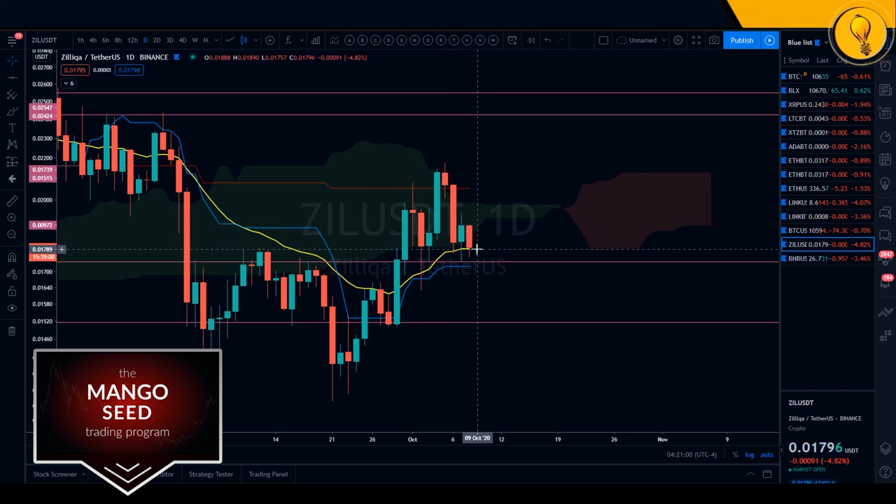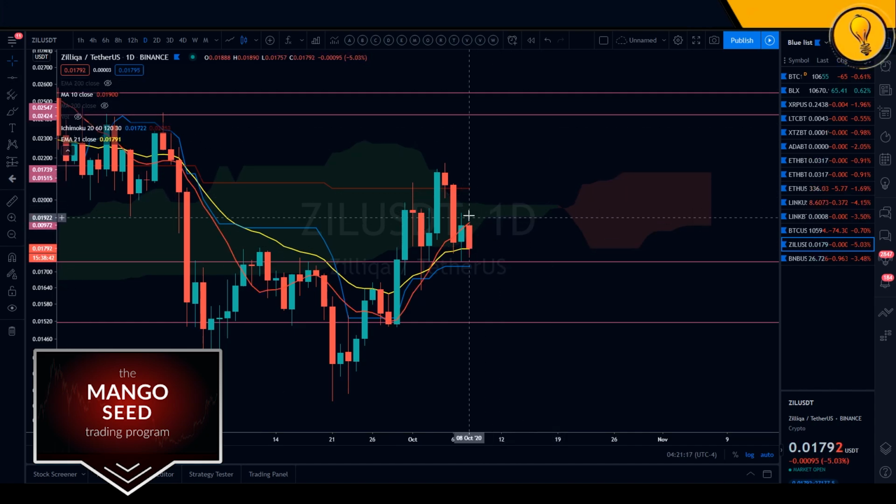Okay, we're holding the 21 EMA, but like I said, I want to see a bit more conviction here. I want to see the bulls push it up if this has to maintain that uptrend. I'm also going to go ahead and put on that 10 SMA. And you'll notice that we are currently sandwiched between the 10 and the 21 EMA.